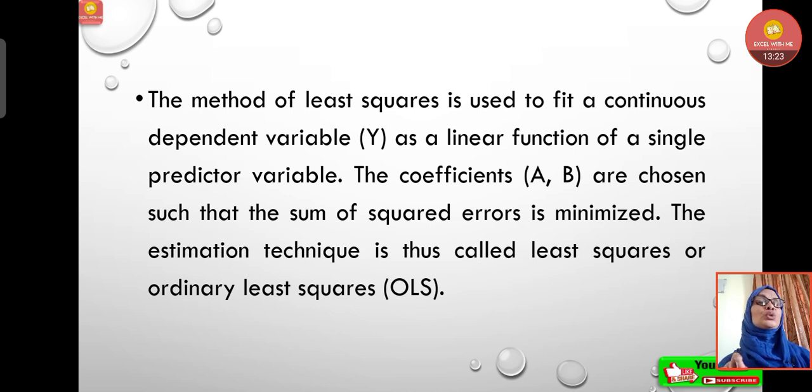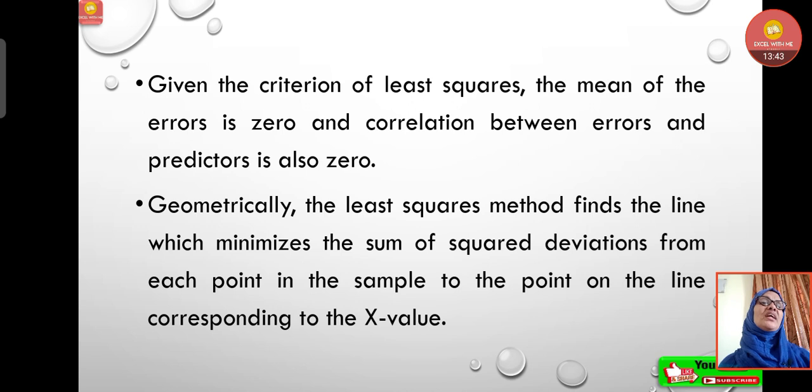Now, the method of least squares is used to fit a continuous dependent variable y as a linear function of a single predictor variable. The coefficients a, b are chosen such that the sum of squared errors is minimized. The estimation technique is thus called least squares or ordinary least squares, OLS. Given the criterion of least squares, the mean of the errors is 0 and correlation between errors and predictors is also 0. Geometrically, the least squares method finds the line which minimizes the sum of square deviations from each point in the sample to the point of the line corresponding to the x value.